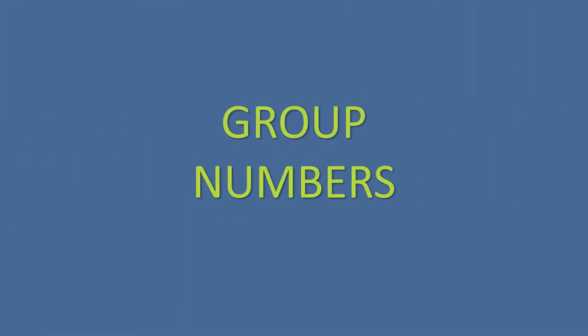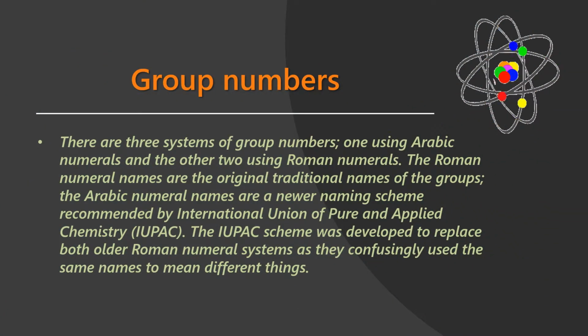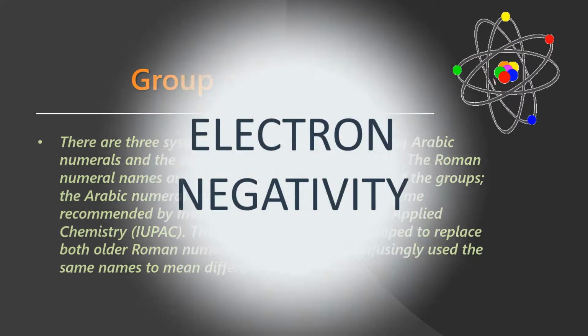Group numbers. There are 3 systems of group numbers. One uses Arabic numerals and the other 2 use Roman numerals. The Roman numeral names are the original traditional names of the groups. The Arabic numeral names are a newer naming scheme recommended by the International Union of Pure and Applied Chemistry, also known as IUPAC. The IUPAC scheme was developed to replace both older Roman numeral systems, as they confusingly use the same names to mean different things.